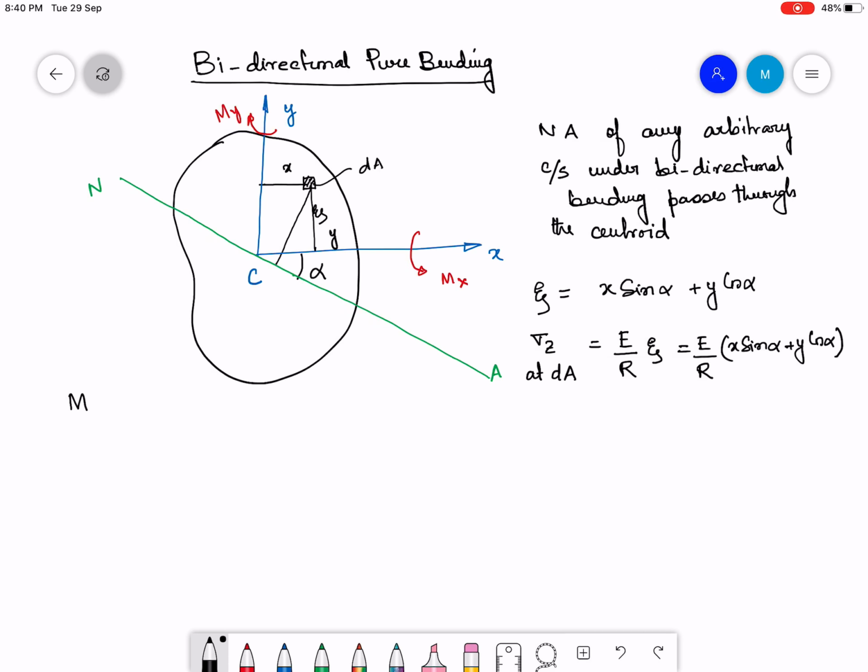So if this is the value of sigma z, or normal stress at dA, what would be the expression of bending moment Mx in terms of sigma z? Let us try to understand the physics. The applied moments Mx as well as My are going to be resisted by the internal stresses developed in the cross section. The only internal stress developing in the cross section is sigma z in the z direction. So this sigma z is going to balance the externally applied moments Mx and My. In the previous lecture we have seen that the resultant axial force because of sigma z is equal to 0. Now let us see how we relate Mx and My to sigma z.